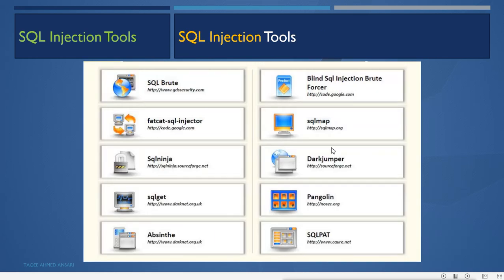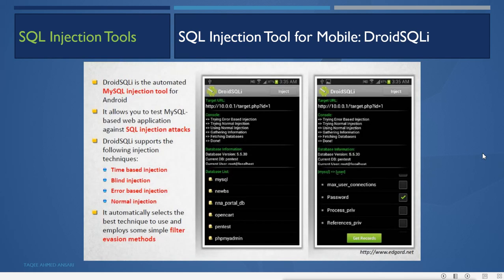And we have other tools available to do the SQL injection. These are other tools like SQL Brute, Blind SQL Injection Brute Forcer. We have SQLMap. We can use SQLMap also, SQLNinja, SQLGet, SQLPat. These are lots of other tools we have to run the SQL queries.